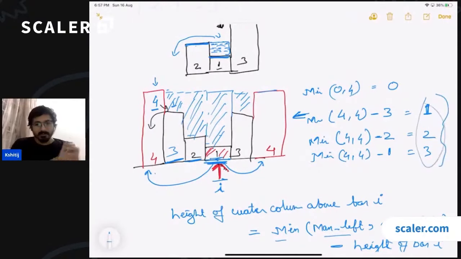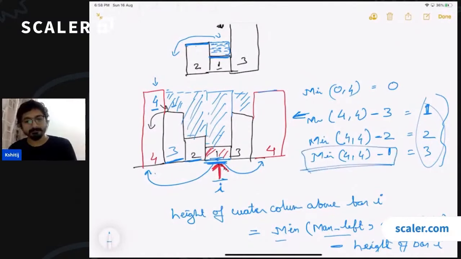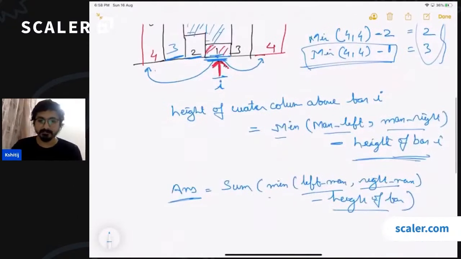Okay, cool. So now once this is clear to everyone, can you tell me what is going to be the time complexity of this approach? For every bar, we are calculating a maximum on the left side, we are calculating the maximum on the right side, and then we are applying this observation and getting the height. What should be the time complexity if we go by this approach?